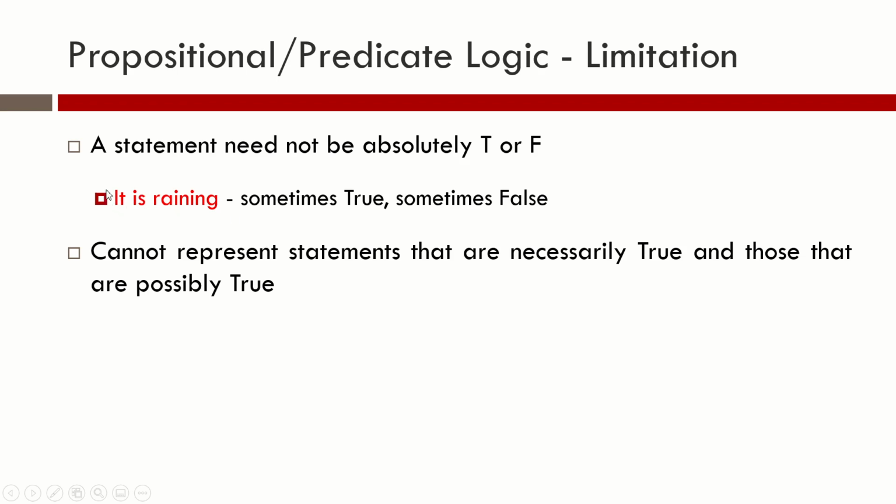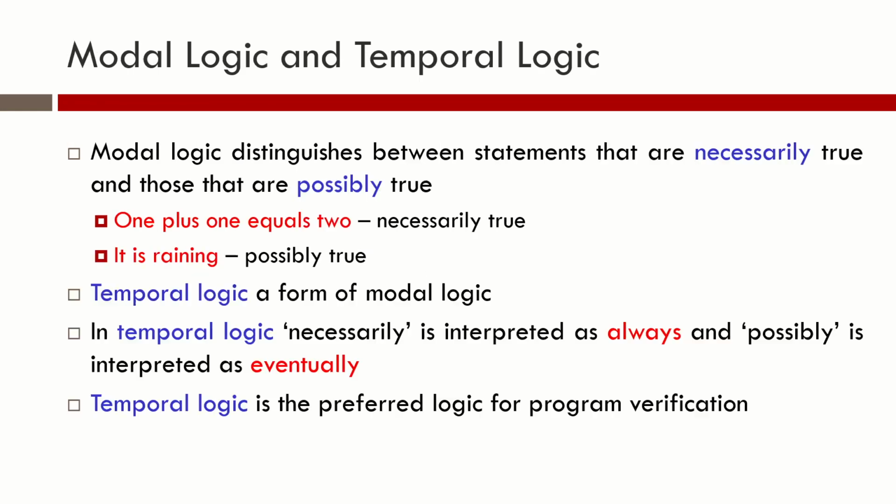Now, in computer science programs, mostly we have these kinds of statements which need not be absolutely true or false. So we need to represent statements that are necessarily true and those that are possibly true, and that cannot be done using propositional logic or predicate logic. Now we have the third kind of logic, which is called modal logic, and temporal logic.